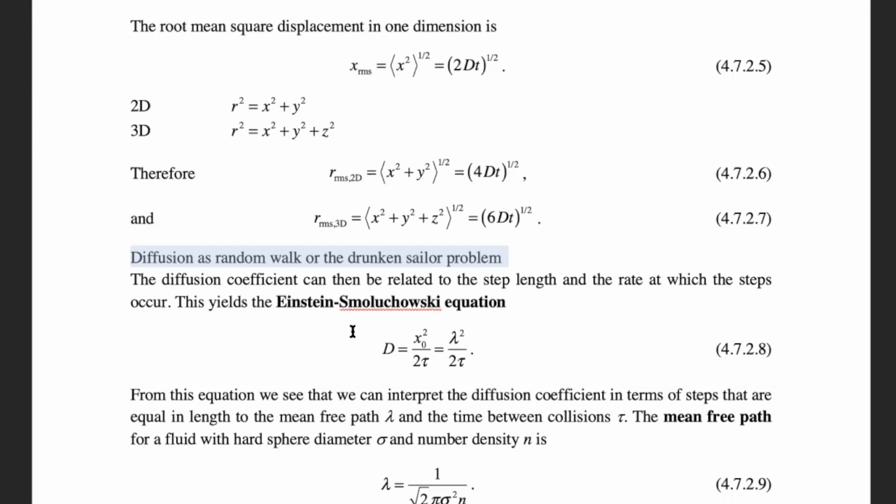And indeed, in the Einstein-Smoluchowski equation, we can relate the diffusion coefficient to the mean free path squared divided by 2 tau, the time between these, right? So that's a nice physical idea behind the diffusion coefficient, that it's related to the step size, the mean free path, and the time that it takes to make a step, right? The time between collisions and the mean distance between collisions, right?